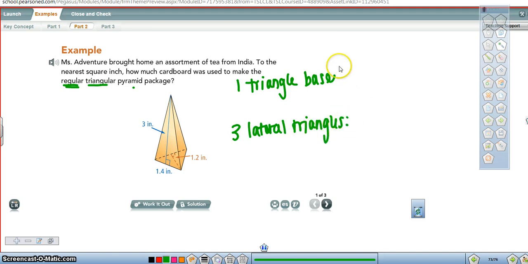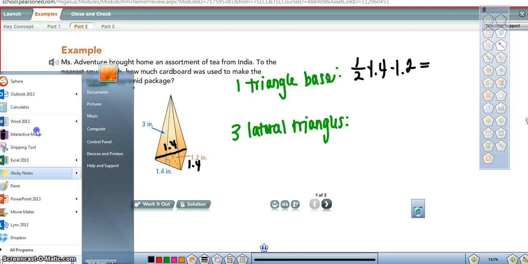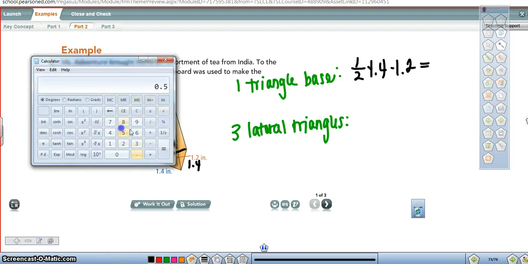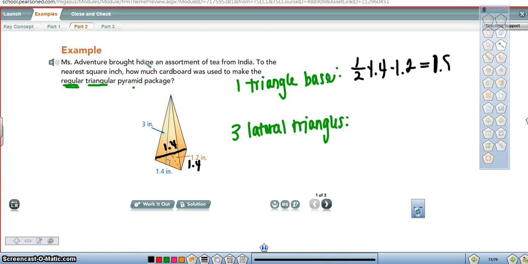For the triangle base, its base is 1.4 all the way around. And its height, shown in orange here, is 1.2. So 1/2 times the base times the height gives us an area of 0.84 for the area of just this base triangle.